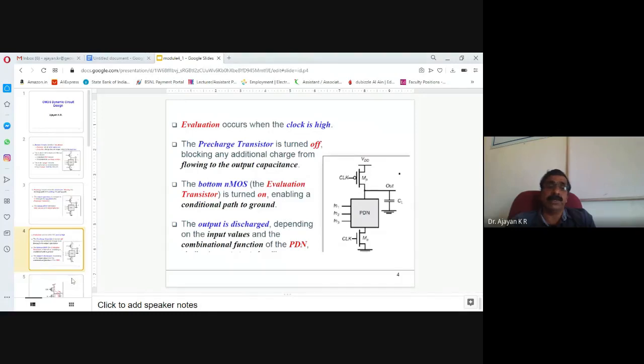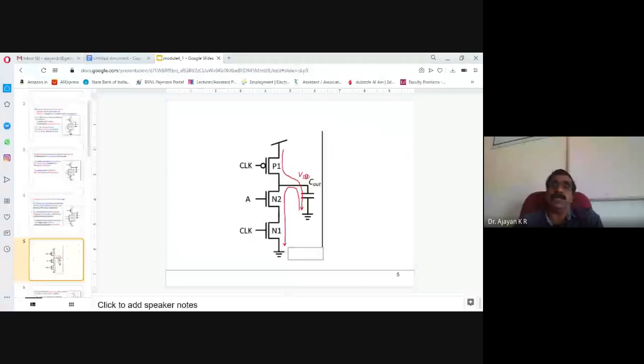So what we will do is, we will go for a particular circuit, an inverter. Now for this inverter, we have a clocking P1, clocking N1, and a logic N2. An inverter circuit, of course, is a PMOS and an NMOS. PMOS is connected to VDD, NMOS is connected to ground. That PMOS is a pull-up network and NMOS is a pull-down network. Here we have only two clock transistors and a pull-down network. That's why we have N2 as the pull-down network.